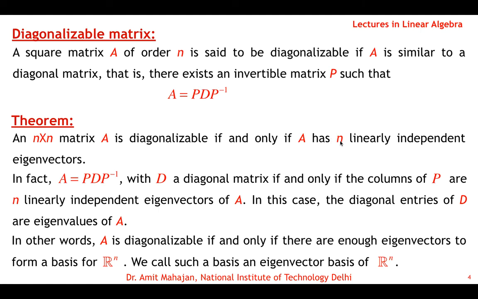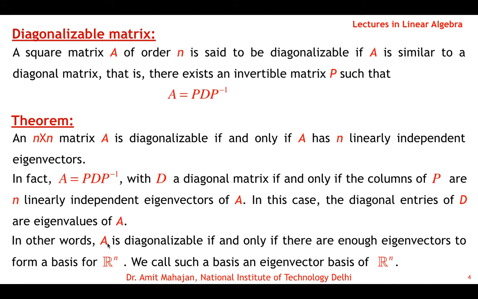Okay, so if there are n independent eigenvectors, they will span the whole of Rn. They are independent, so they will form a basis for the Rn space. So if you have n eigenvectors, they are definitely going to be linearly independent and they are going to span Rn, so they will form the basis.